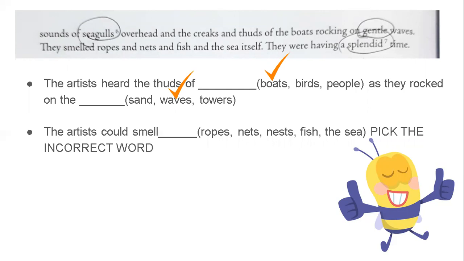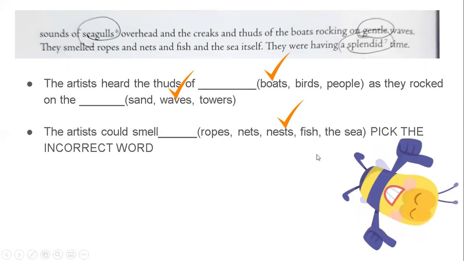The artist could smell, well, there are five things mentioned here, and the artist could smell four of these things, but there was one thing that the artist could not smell. What is that? The answer? Nests. See? Very similar, very confusing. So you have to read very carefully. And if by chance you got these answers right, that's for you.